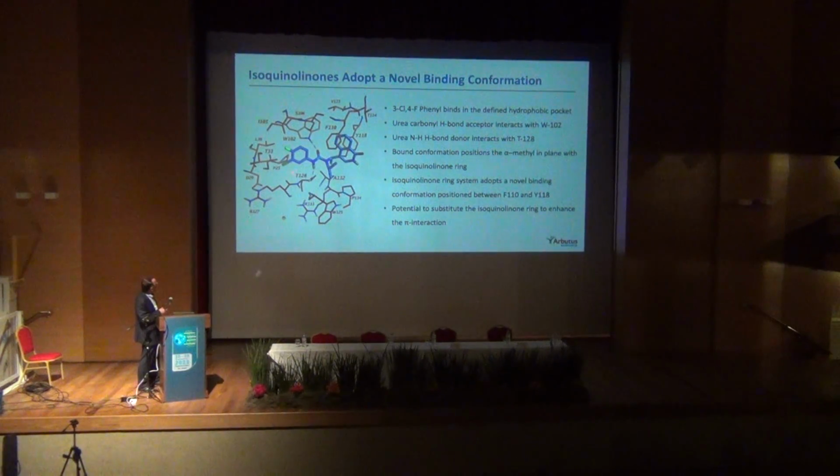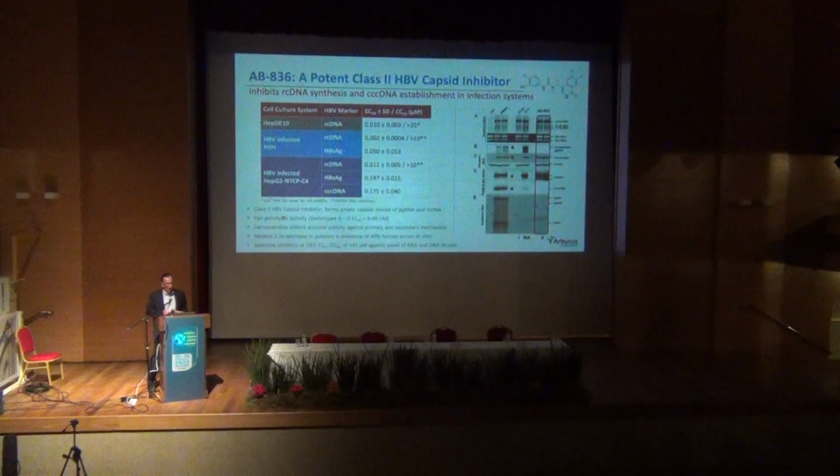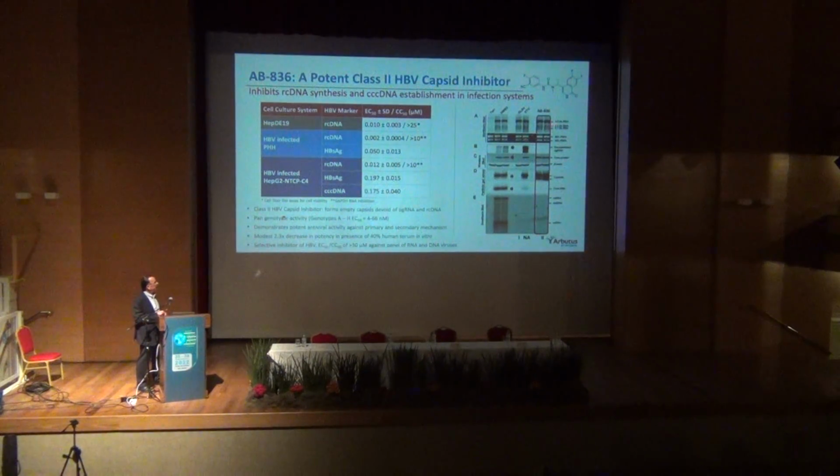What you saw was that the hydrogen binding network was intact as before. As with the other molecules, you had the hydrophobic interaction in the hydrophobic cleft. But now we had this isoquinoline sandwiched between 2 aromatic amino acids, which was really quite different from what we saw in the other classes of molecules. However, this molecule behaved very much like a class 2 inhibitor, meaning it did not form empty capsid structures, so no encapsulation of pgRNA, and still the capsid structure was intact.